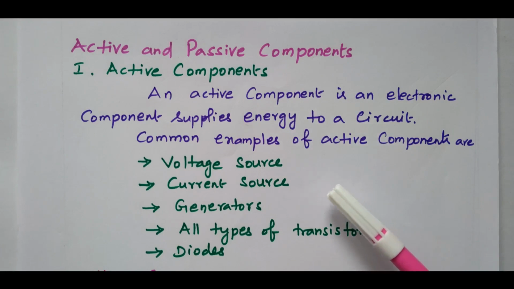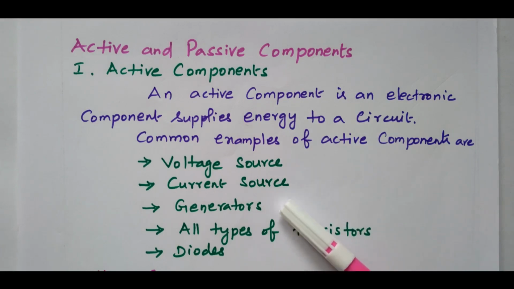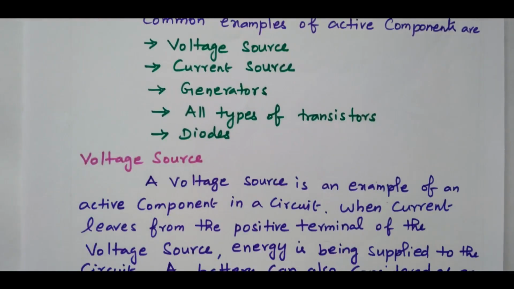So what examples are available? Voltage source, current source, generator, all types of transistor, and diode. These are all examples of active components. They are able to supply energy in the circuit. Now we'll see these one by one. First we'll see the voltage source.